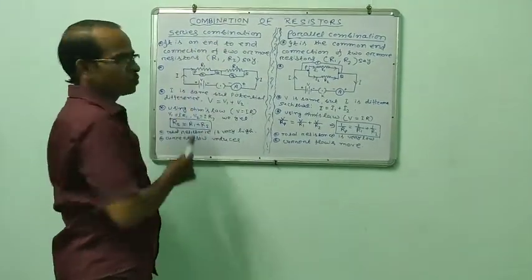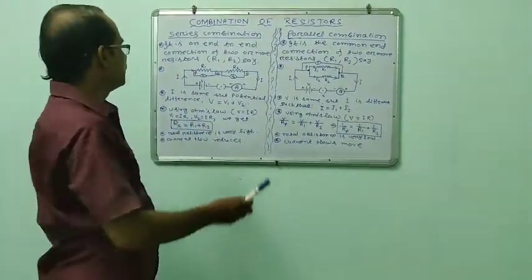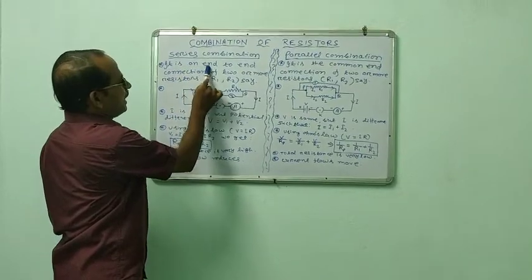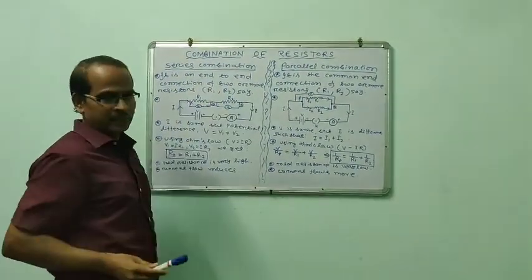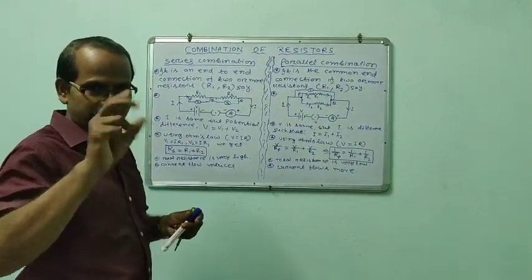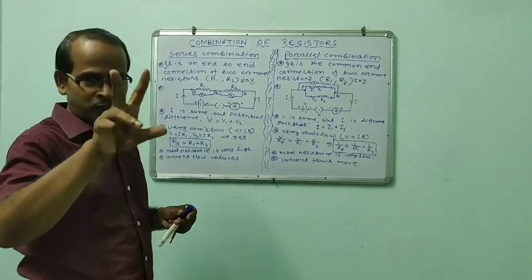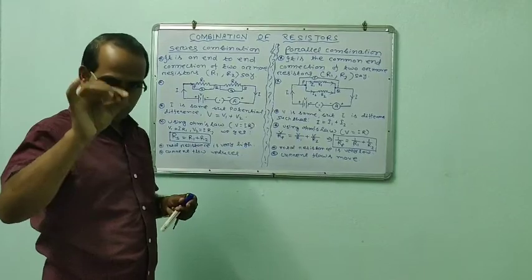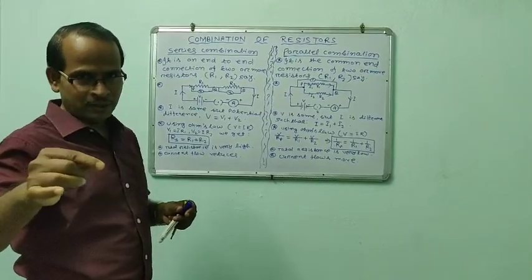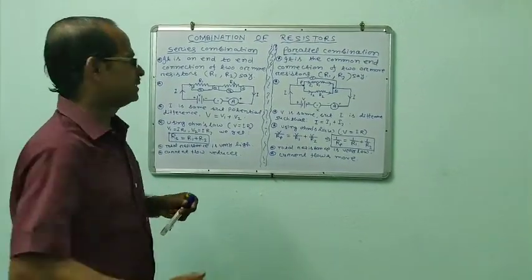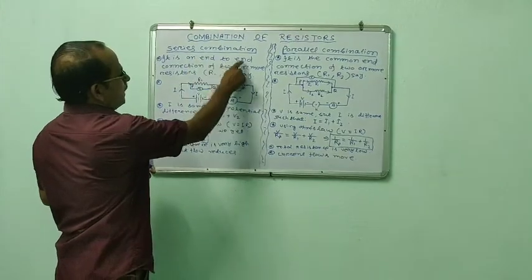So series means what? The series combination means it is an end-to-end connection. End to end. Here two ends are there. In case of electricity, generally we are talking about two ends, meaning two terminals. One is positive, the other is negative. So they are the ends. So here, end-to-end combination.